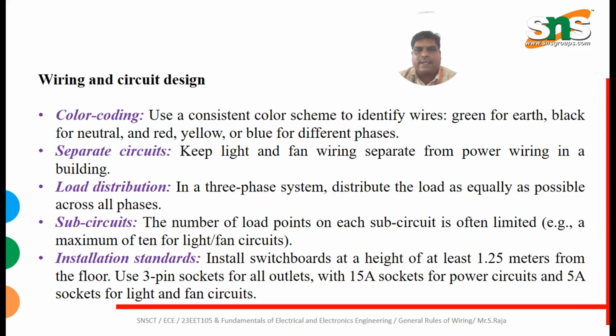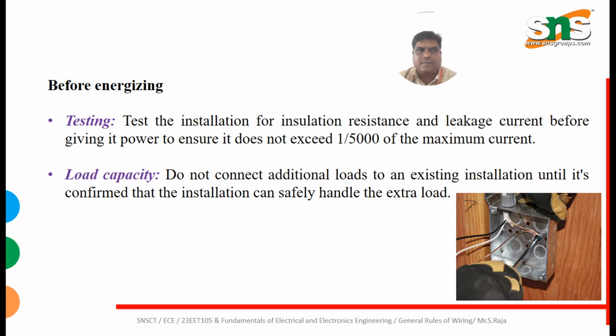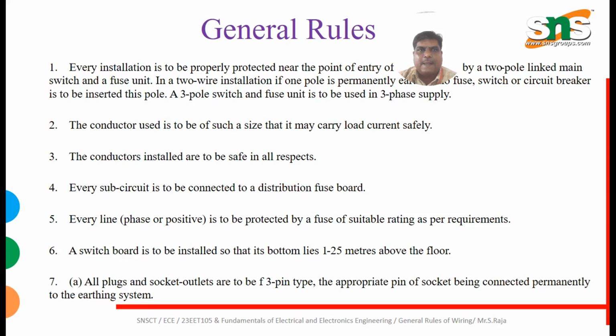Installation standard. Install switchboards at a height of at least 1.25 meters from the floor. Use 3-pin sockets for all outlets, with 15 ampere sockets for power circuits and 5 ampere sockets for light and fan circuits. So these are the standardized circuit ways of connections. Before energizing, we can go for testing. Test the installation for insulation resistance and leakage current before giving it power, to ensure it doesn't exceed 1/5000 times the maximum current. Load capacity. Don't connect additional loads to an existing installation until it is confirmed that the installation can safely handle the extra load. So these are the general rules that we can follow in any working places.